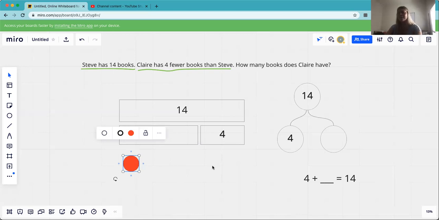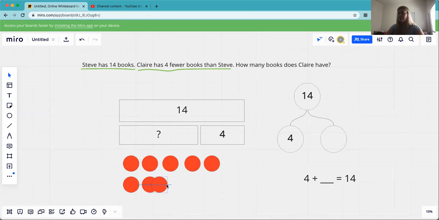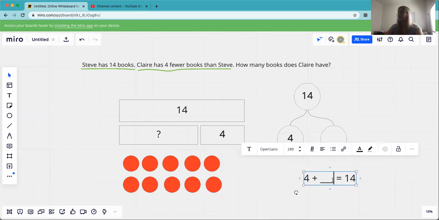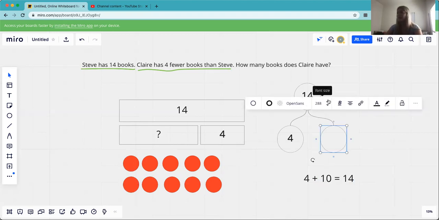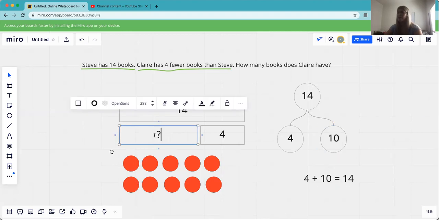So 4, 5, 6, 7, 8, 9, 10, 11, 12, 13, 14. I can count 4, and then I can just count on with these. 5, 6, 7, 8, 9, 10, 11, 12, 13, 14. How many did I count on? Yes, I counted on 10. So my missing number right here would be my 10. My missing part that I have here is the number 10.